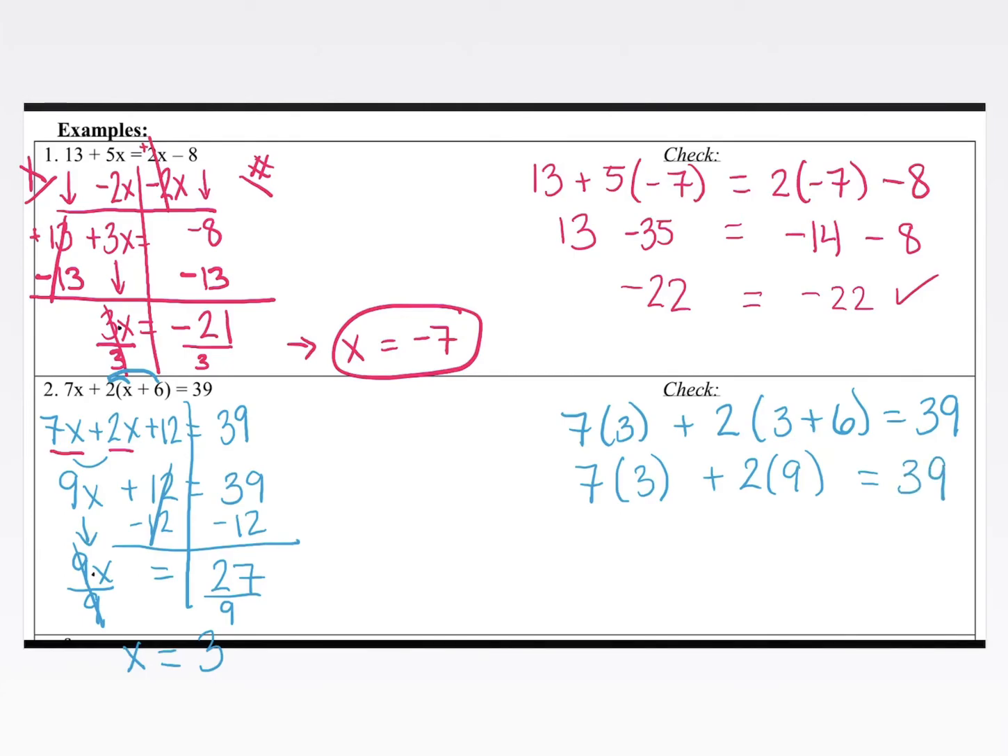Now let's go through and simplify our multiplication. 7 times 3 is 21, plus 2 times 9 is 18. That should give us 39. 21 plus 18 is 39. So our equation is balanced and x equals 3.